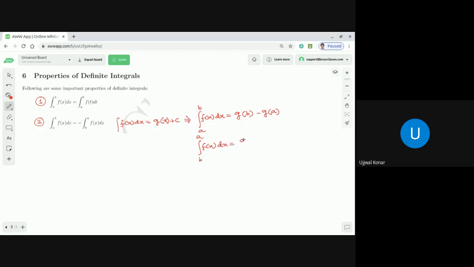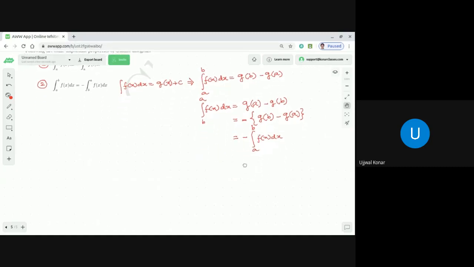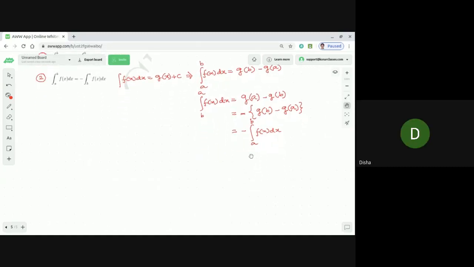So that should be g(a) minus g(b), correct or not? So that is minus of g(b) minus g(a). So that is equal to minus of integration a to b f(x) dx, correct or not, dear students? All of you got it? Absolutely clear?